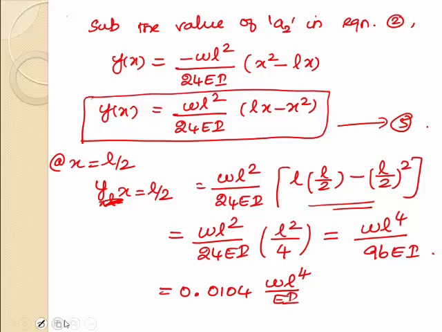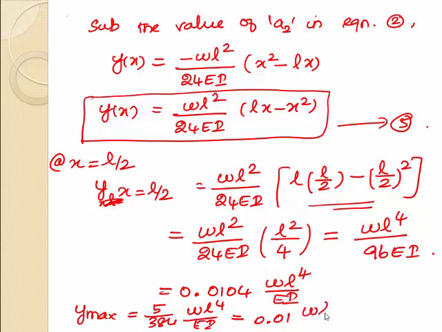So we know the standard formula for this case, that is, when a simply supported beam is subjected to UDL, the maximum deformation will be experienced at the midspan, and the value is y max is equal to 5 by 384 WL power 4 by EI, which is also 0.013 WL power 4 by EI.